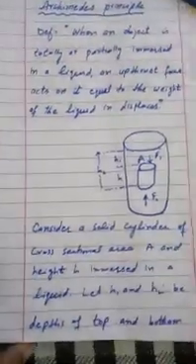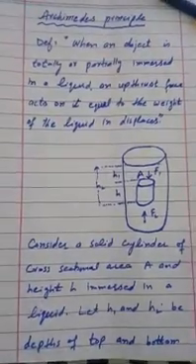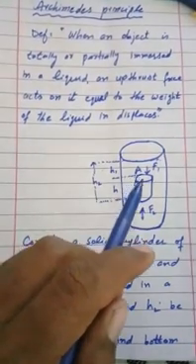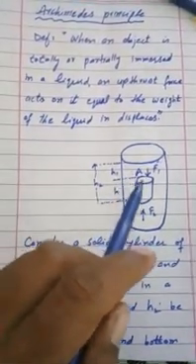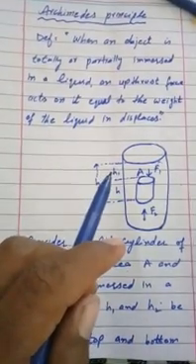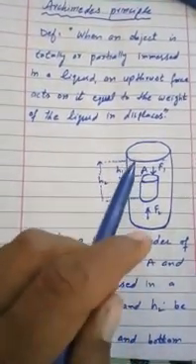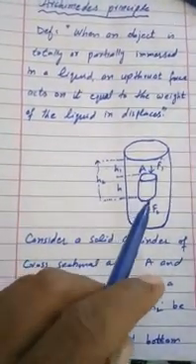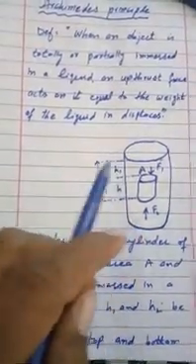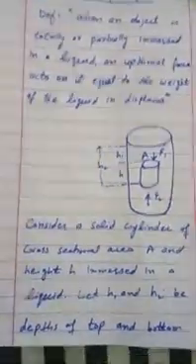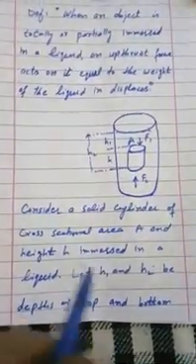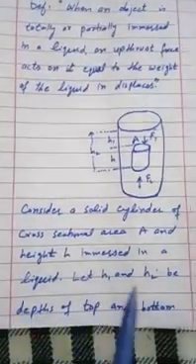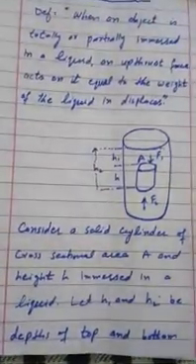So consider a solid cylinder of cross-sectional area A and height h. The height of the liquid above the top surface of the object is labeled h1, and the height of the liquid from the bottom of the object to the top surface of the liquid is labeled h2. Now consider a solid cylinder of cross-sectional area A and height h immersed in a liquid. Let h1 and h2 be the depths of the top and bottom.